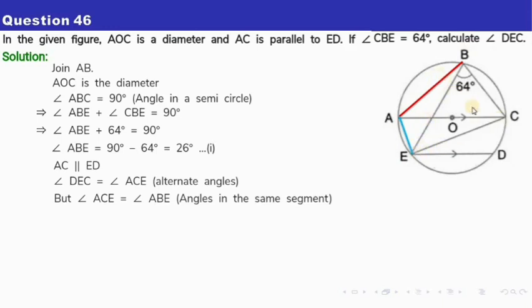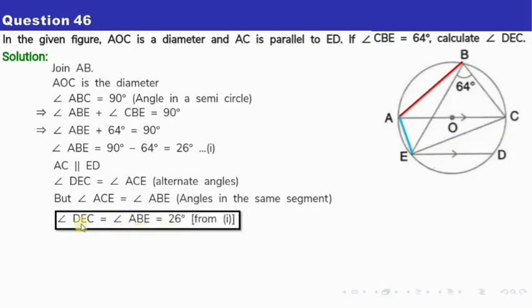So that means this angle and this angle will be equal to each other, and we already know that this is 26, so that's why this will also be 26, right? Now this angle and this angle are also equal because they are alternate angles, so that's why this CED or DEC will also be 26 degrees. Alright, so that's why it is written DEC will be equal to ABE, which will be equal to 26 degrees. Alright, so pause the video to note down.